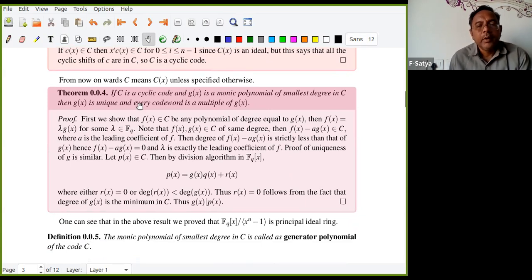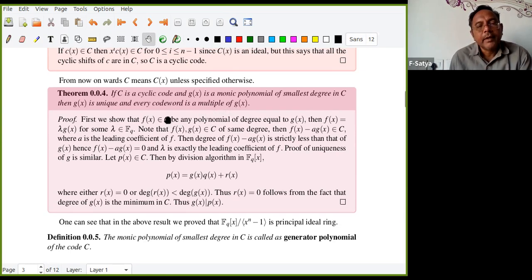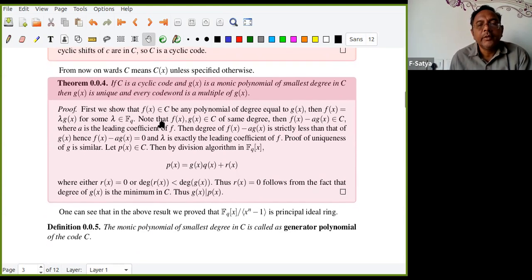What am I telling now? The monic polynomial of smallest degree is unique, and every code word is actually a multiple of g(x). A code word is a polynomial, right? Now you take any code word in C, and that is actually a multiple of g(x). That means this ideal is generated by g(x). What is g(x)? g(x) is the monic polynomial of smallest degree. Any questions?